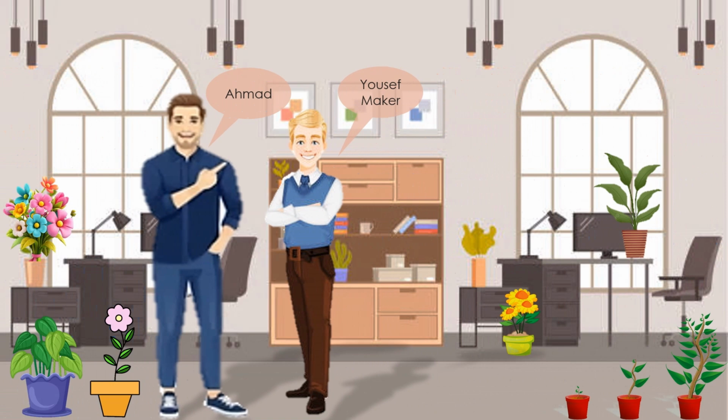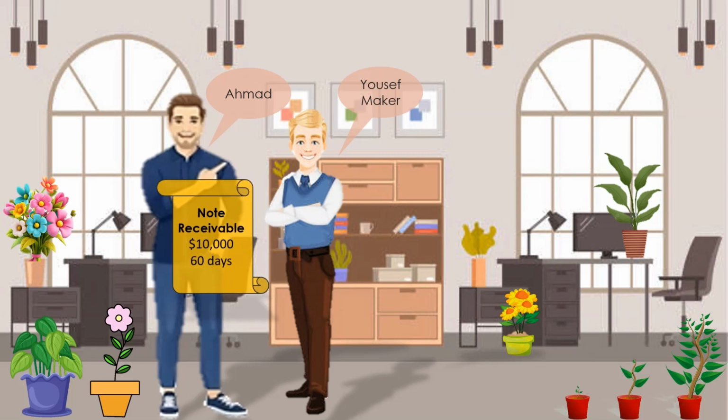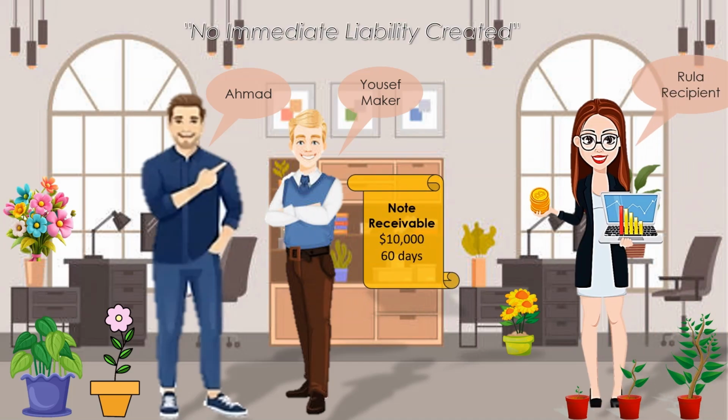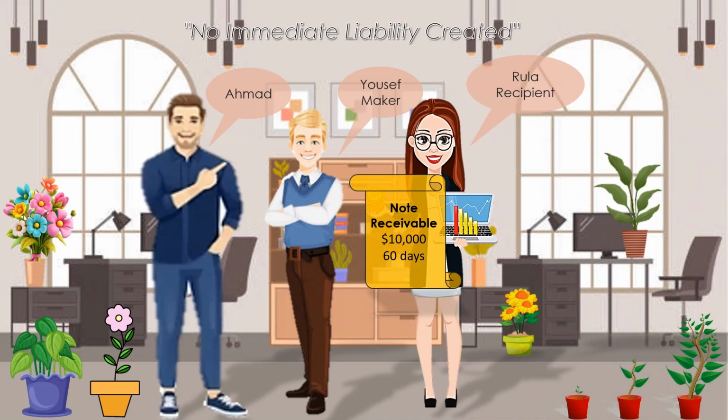Ahmed sells goods to Yusuf for $10,000. Instead of paying immediately, Yusuf gives Ahmed a note receivable promising to pay in 60 days. But later, Ahmed endorses and transfers the note to Rula to settle a debt. Now imagine, 60 days have passed and Yusuf the note-maker cannot pay the amount due. If the note-maker fails to pay, the liability falls back on Ahmed the endorser. Ahmed's liability is only possible before the note's due date. It's called a contingent liability.